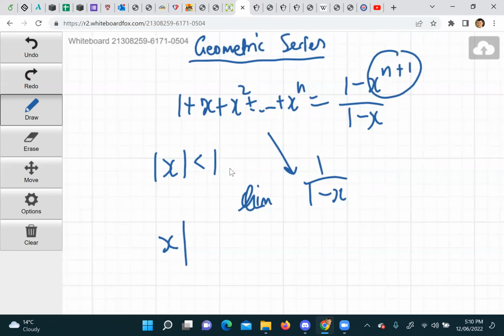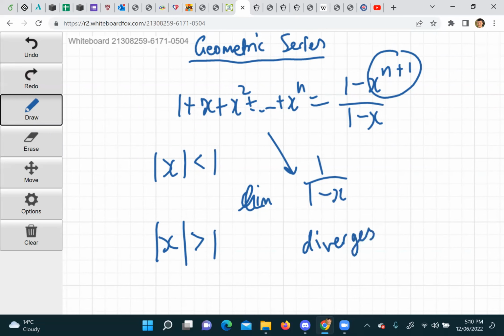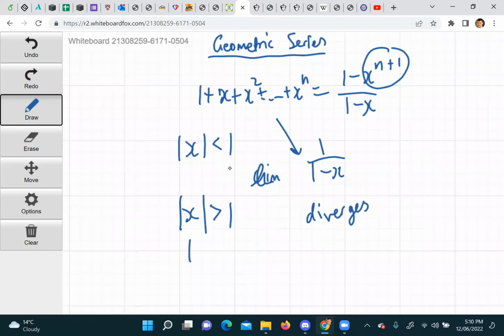What if x is greater than or equal to 1? What if x is greater than 1? It just doesn't converge. It diverges. It's obvious from the formula that it diverges. But if x is equal to 1, the formula can't tell you that. So what happens if x equals 1? Then you just use the sum directly. If x equals 1, it's n.